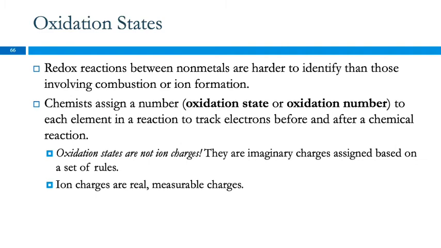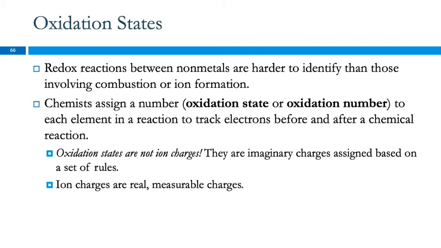When we have nonmetals involved, like the hydrogen and the chlorine, it's harder to identify what's being oxidized and what's being reduced, especially when those molecules become larger than just diatomic elements. So we assign a number called an oxidation state or an oxidation number to each element to help track where the electrons are going before and after a chemical reaction.